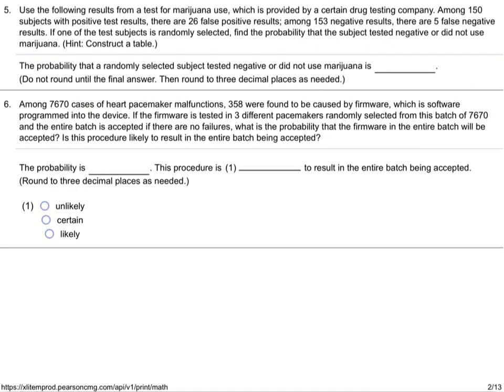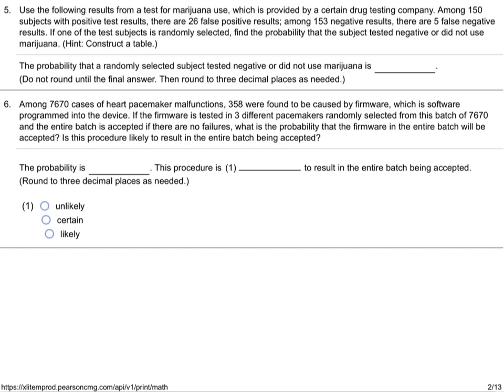Number 5. I want to make sure I get through them all here. Use the following results from a test for marijuana use, which is provided by a certain drug testing company. Among 150 subjects with positive test results, there are 26 false positive results. Among 153 negative results, there are 5 false negative results. If one of the test subjects is randomly selected, find the probability the subject tested negative or did not use marijuana. This is a hard question.